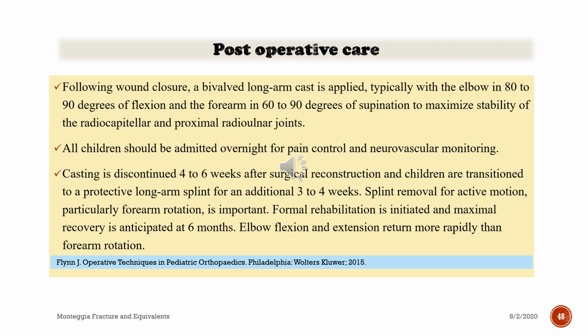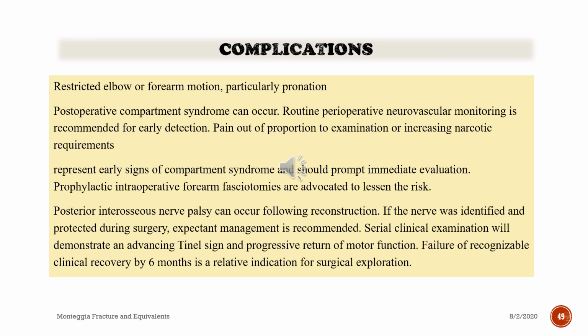Splint removal for active motion, particularly forearm rotation, is important. Formal rehabilitation is initiated and maximal recovery is anticipated at 6 months. Elbow flexion and extension return more rapidly than forearm rotation. Complications. Restricted elbow or forearm motion, particularly pronation. Postoperative compartment syndrome can occur.